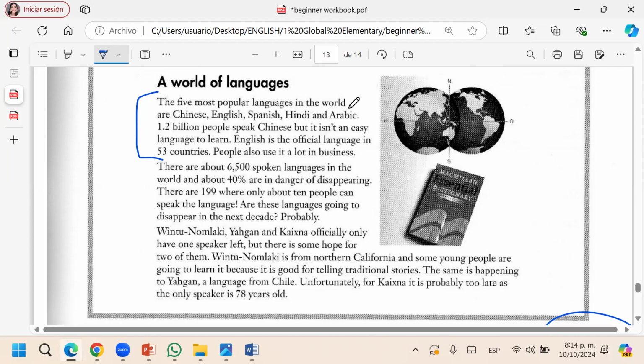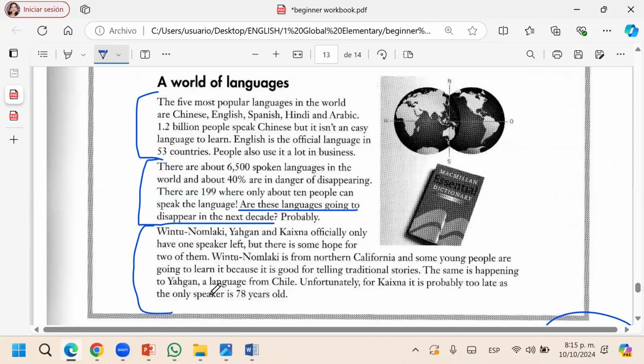Let's go with the second paragraph. There are about 6,500 spoken languages in the world, and about 40% are in danger of disappearing. There are 199 where only about 10 people can speak the language. Are these languages going to disappear in the next decade? Look at this, it is future. Probably. Yes.